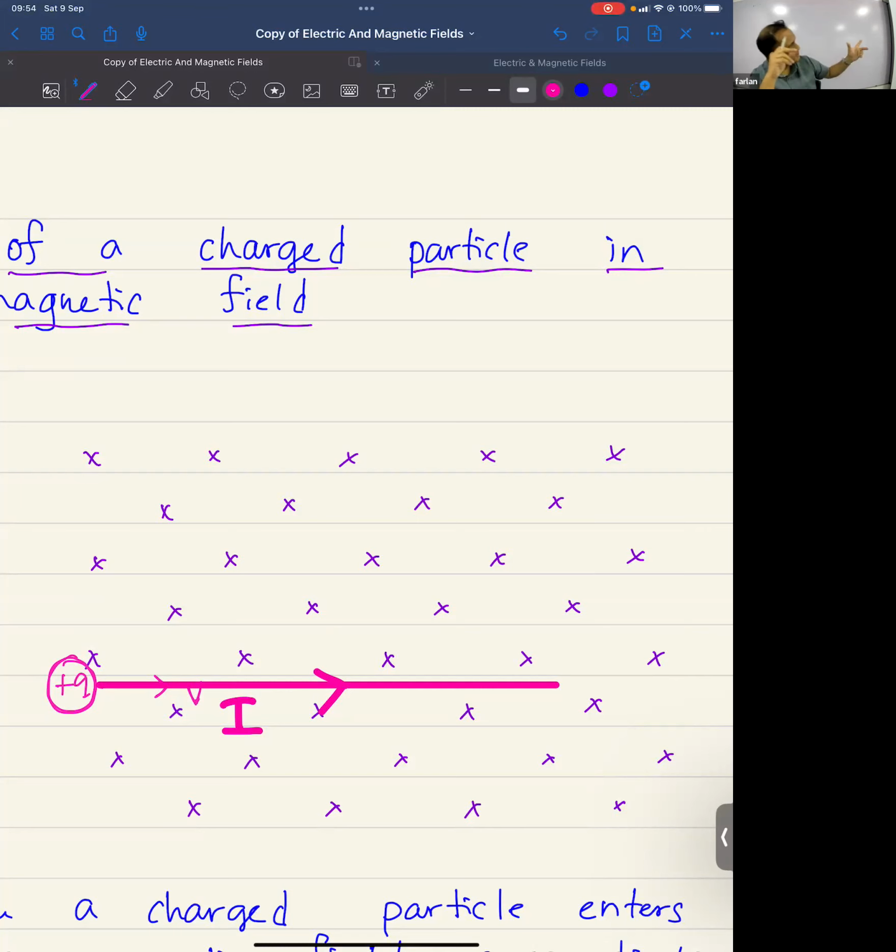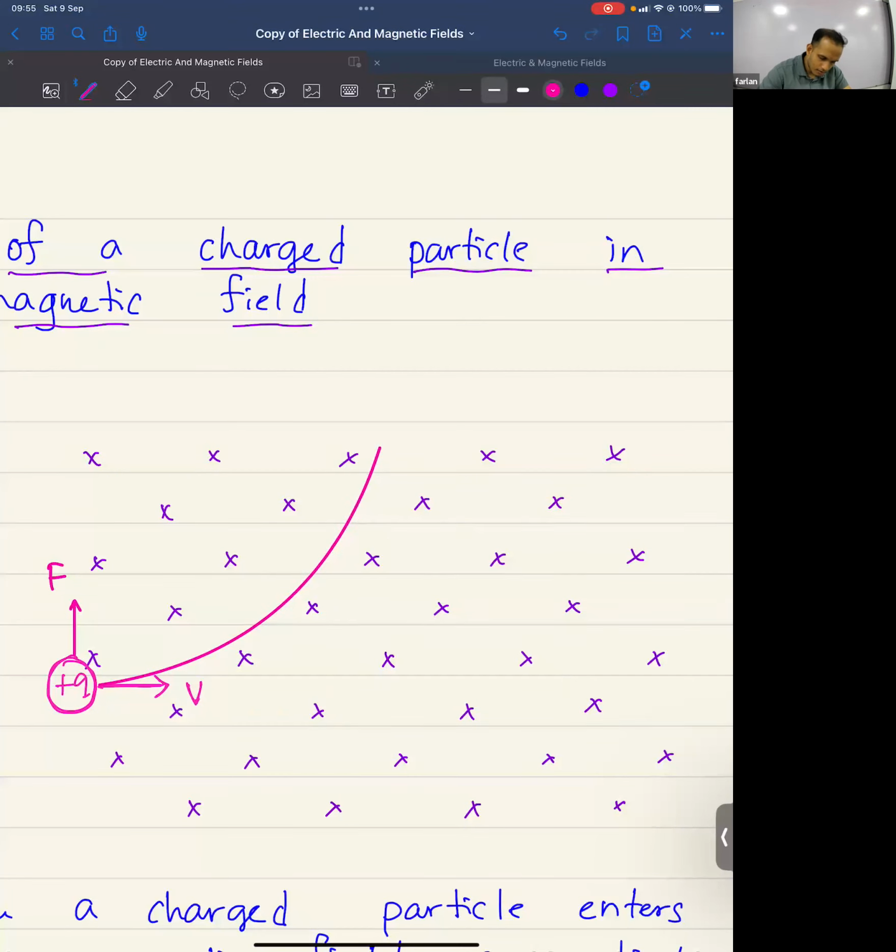So guys, now the magnetic field is into the plane of the paper. The current is that way, which will be the force? Upwards. So there will be a force on this fellow. As it enters, the force will be up. Correct? So then, will it go straight? No. It will start bending and it will have a circular path inside the magnetic field. Understood? It will have a circular path.